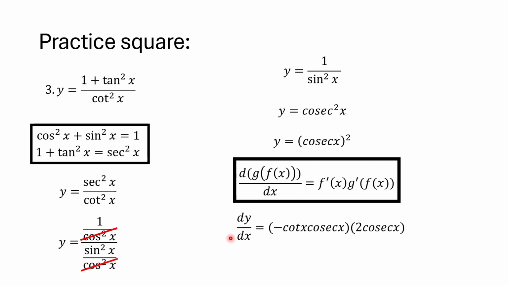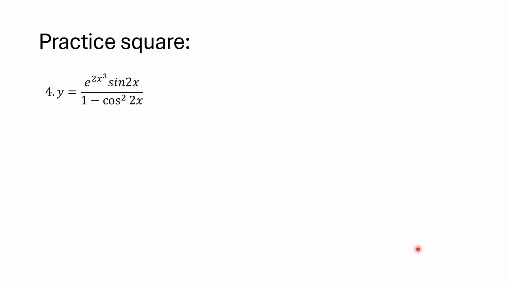And then if we can simplify just like so to produce minus 2 cot x cosecant squared x, just like so. Perfect. Looking at question 4, so I added some exponentials here just to mix things up.